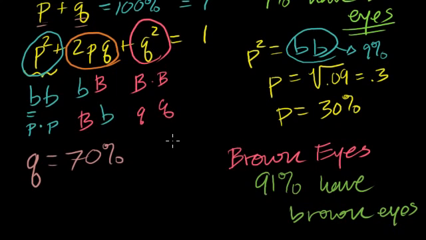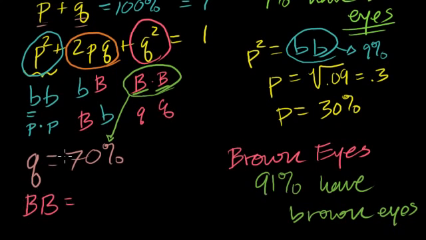Now, we just said 9% have blue eyes, 91% have brown eyes. What percentage of the population are going to be homozygous for brown eyes? So they need to have the capital B from both parents. Well, we know that the frequency of the capital B allele is 70%. So what percent are going to be homozygous dominant? Let me draw that. The frequency is going to be Q squared. They're going to have to get an uppercase B from each parent. So that's going to be 0.7 squared, which is equal to 0.49 or 49%.